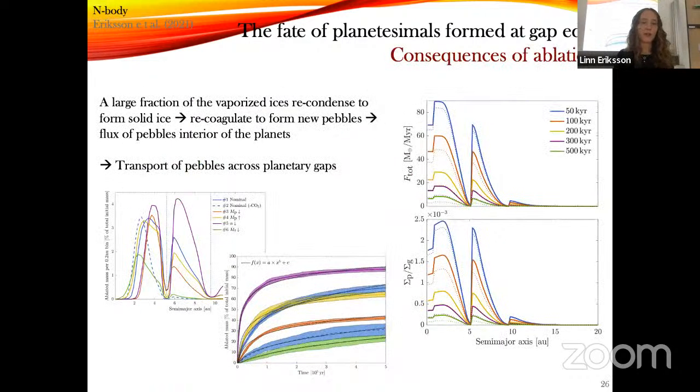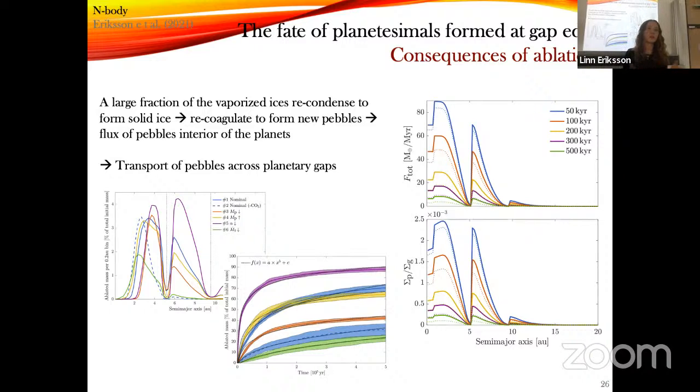And basically a large fraction of these vaporized ices will eventually recondense to form solid ice once again. If we assume that all this solid ice would just coagulate to form new pebbles in the disk midplane, it means that we get a new flux of pebbles. So here to the right, I've estimated the size of this pebble flux and also the corresponding pebble to gas density. And the interesting part is that this flux is now either interior of Jupiter or in between the planets. So these are the regions which usually before were emptied of pebbles because all the pebbles stop at the gap edge. So this means that we get some sort of transport of pebbles across planetary gaps.